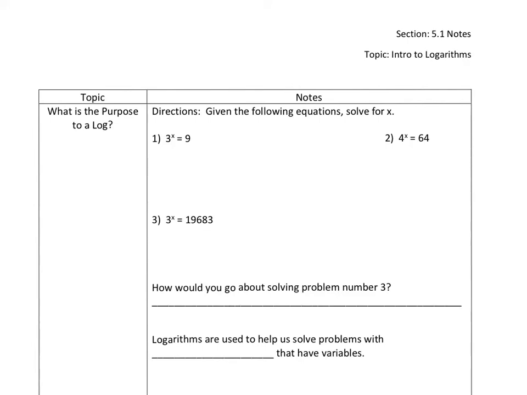So starting off, Unit 5 is going to be all about what we call logarithms. Say that word with me. Logarithms. We also call them logs, okay? So what is the purpose of a log? Well, first off, it wants us to solve these equations.